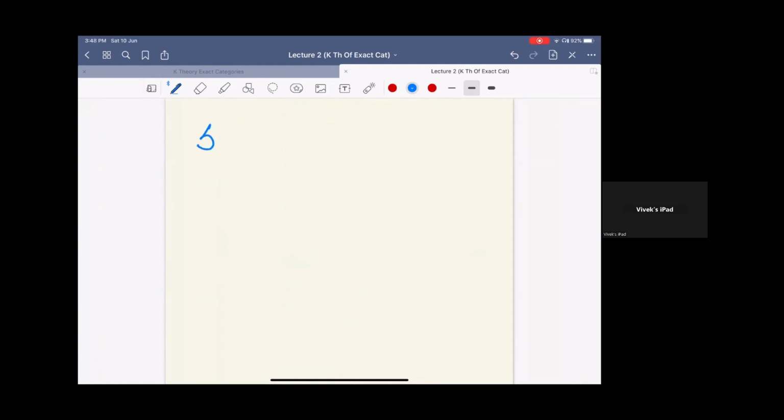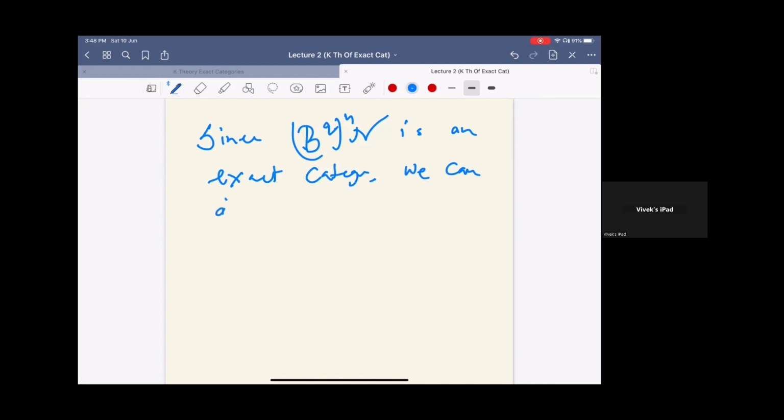So since BQN is an exact category, we can define K0 of these things. We have already defined K0 for the exact category, right? Since BQN is an exact category, we can define K0 of these things, right? No harm.